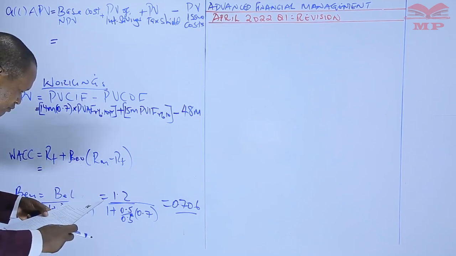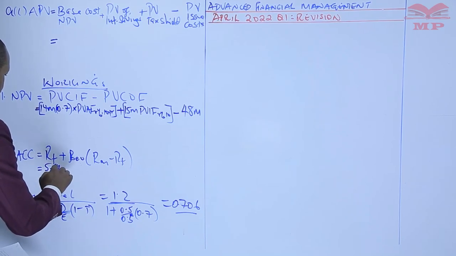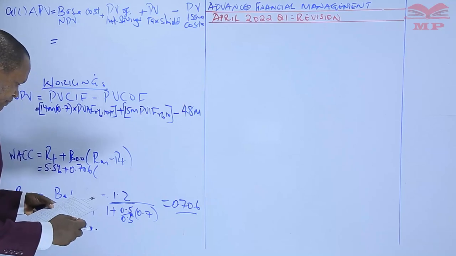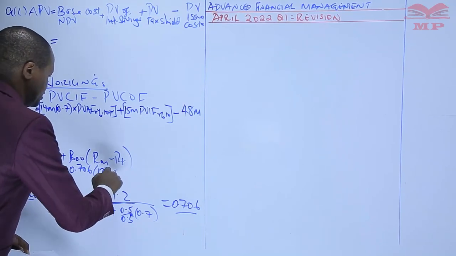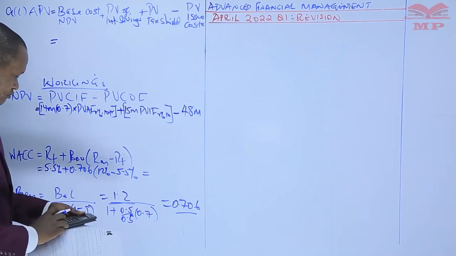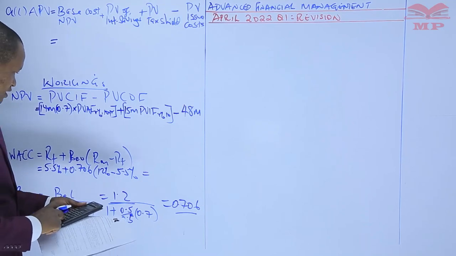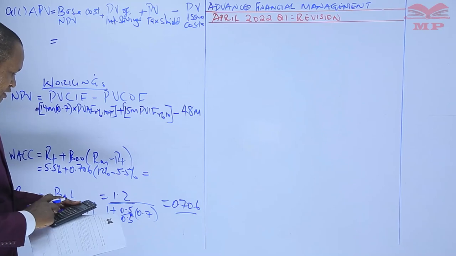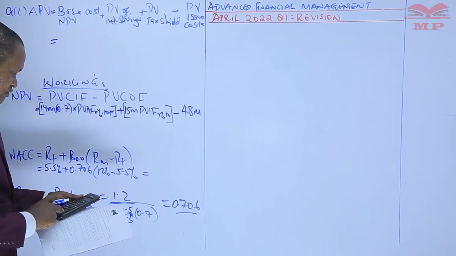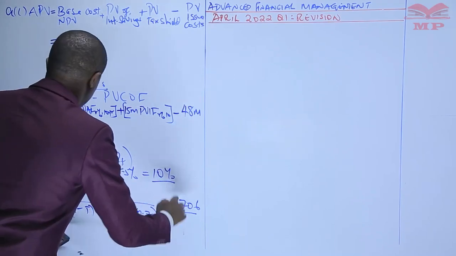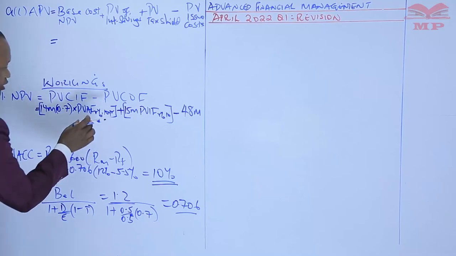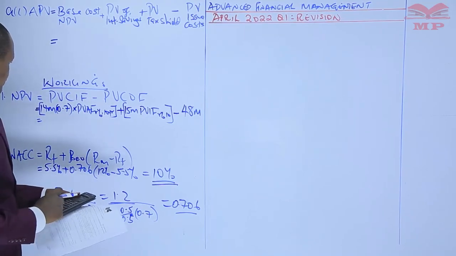The risk-free rate is 5.5%, plus the unlevered beta, 0.706, into the market return of 12% minus 5.5%. This is equal to 5.5 plus 0.706 into 12 minus 5.5. This is equivalent to 10%. So the weighted average cost of capital is 10%. So this 10% is the discounting rate. So I'm going to have the discounting rate there of 10%.